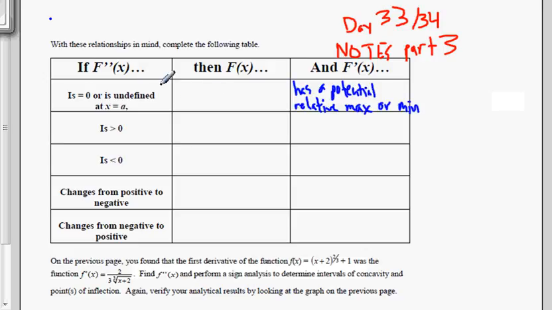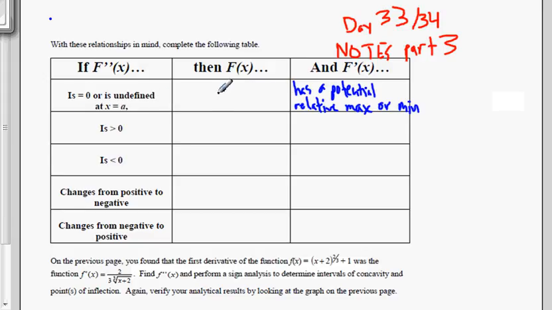Okay, so if the second derivative is 0 or is undefined at x equals a, then I know the first derivative has a potential relative max or min. And again, if I have a max or min, what's the derivative of that? The derivative is 0, okay? Or it could be undefined when we're talking about a cusp or a corner. So that's just going back one derivative.